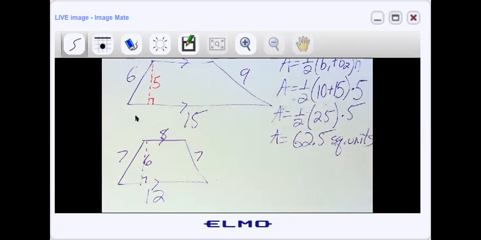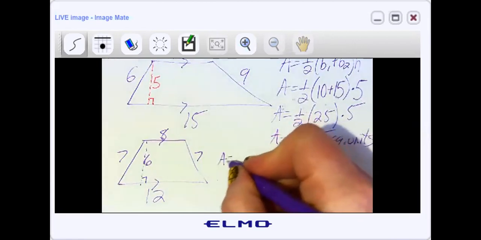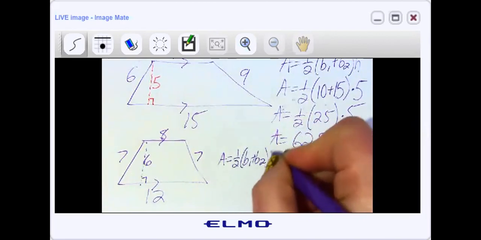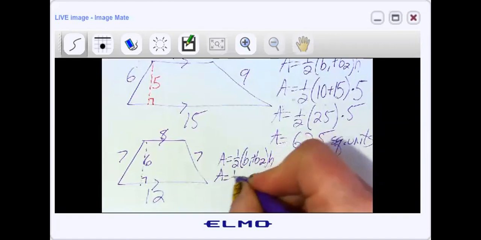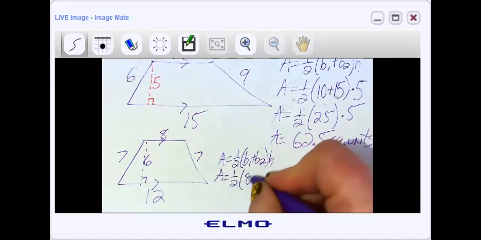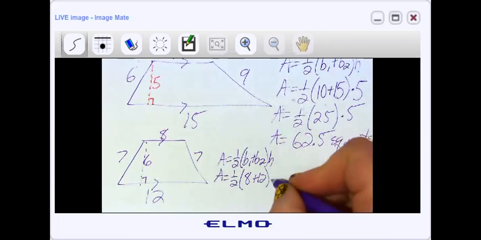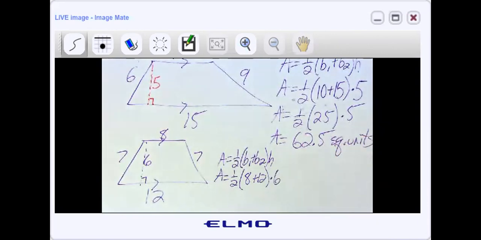Okay, I'm getting some right answers in the chat. If you gave me 60, you are correct. Yes, yes, yes. So putting all the pieces together, 1/2 sum of the bases times the height. So I'll be doing a half. My bases are 8 and 12, the sides that are parallel to each other, and the height is 6. Those 7s are irrelevant. I don't even care about them.